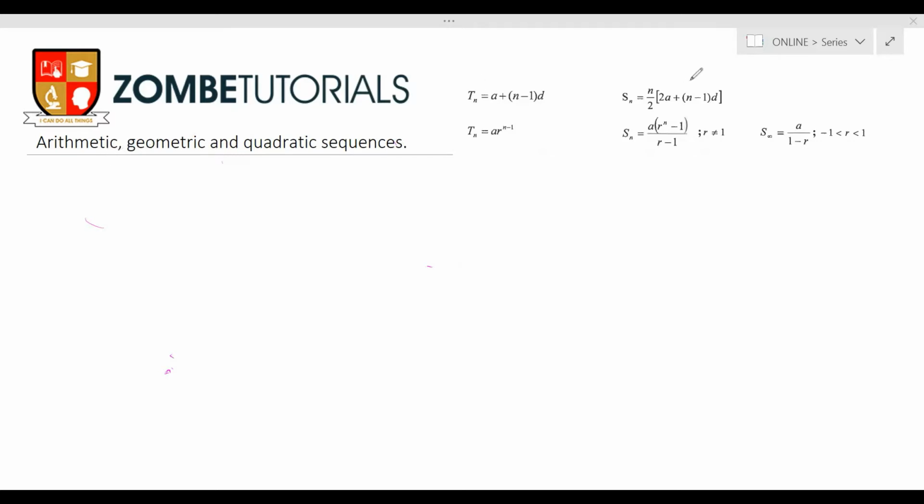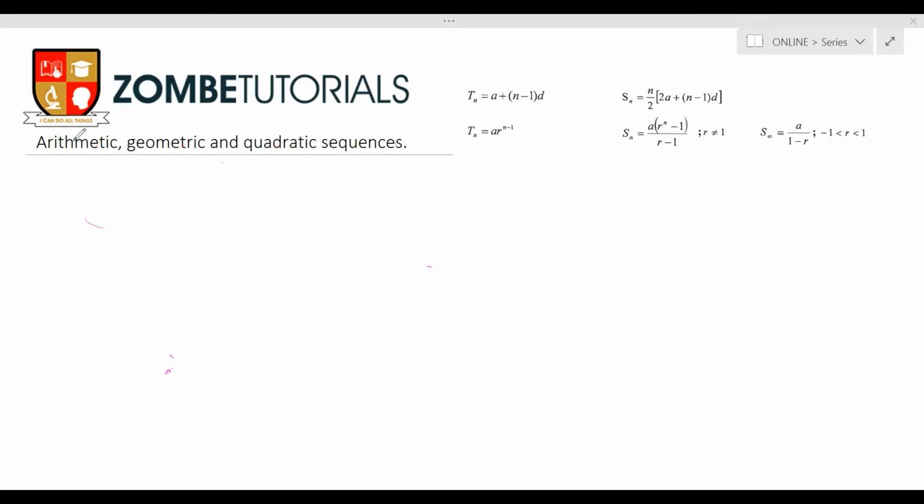Today we're going to look at series, and these are normally divided into three types, which is the arithmetic, the geometric, and the quadratic series or sequences. It is important that we understand how we can actually differentiate between these sequences.